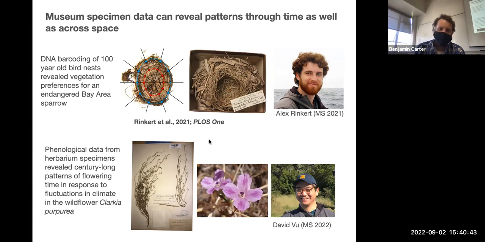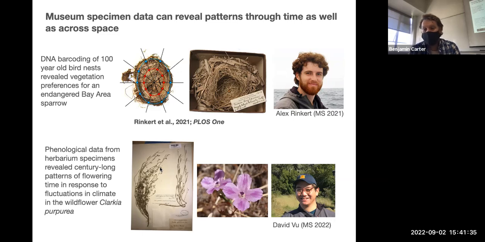So really, really cool stuff. And another one of my recent students, David Vu, was interested in how climate change affects flowering time in plants over the last 150 years in California. So he was working on this little wildflower called wine cups. These preserved herbarium specimens have a date and an exact location on them, which is super useful. And they also capture the phenological state of plants, so they tell us where the plant was in its developmental trajectory. We can count the number of buds and the number of flowers and the number of fruits, and that gives us a sense for where it was. Then in combination with the collection date and the year, we can look at how fluctuations over the last 150 years, because we have specimens that go back that far, affected flowering times.